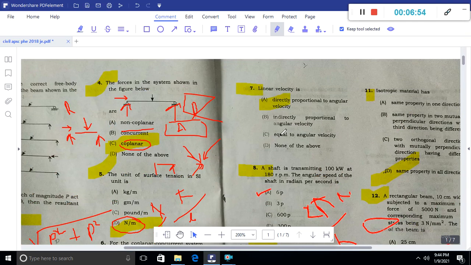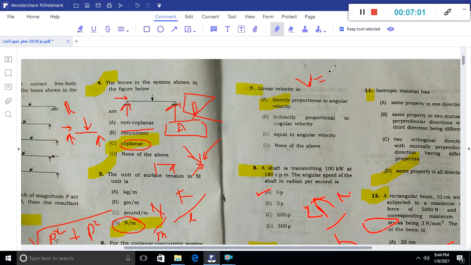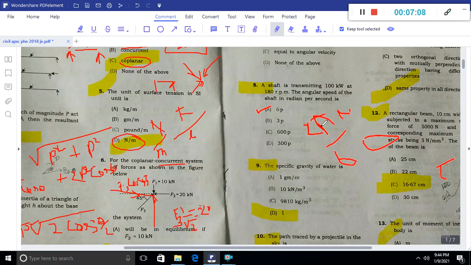Next, they are asking about linear velocity. Linear velocity v is equal to, we know that v is equal to ωr. Okay, linear velocity is directly proportional to angular velocity.